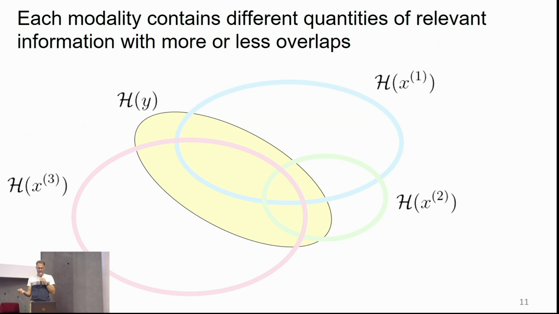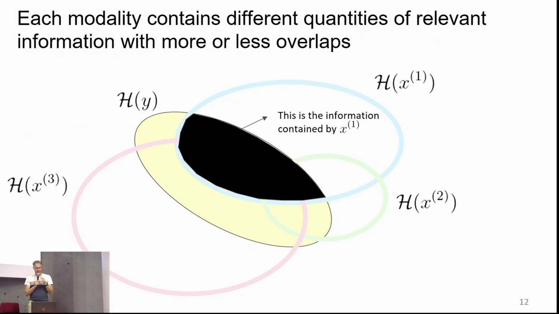Each modality contains different quantities of relevant information with more or less overlaps. All right? For instance, this part is the information about Y that is contained by X1. This is typically what you can get if you train a model only on this modality. And DeepSDM models are very good at extracting all the information that is there. That's the power of this method.